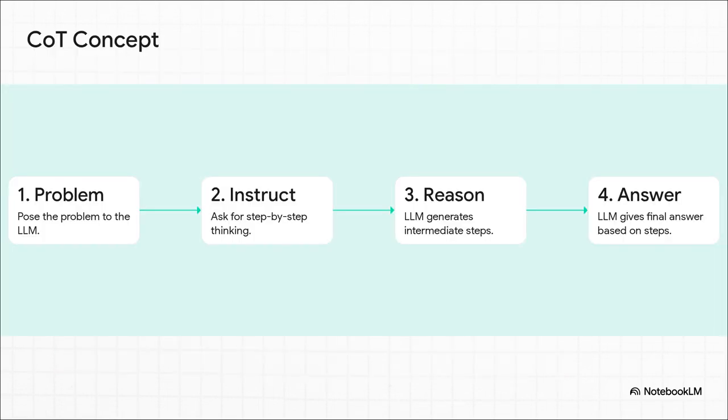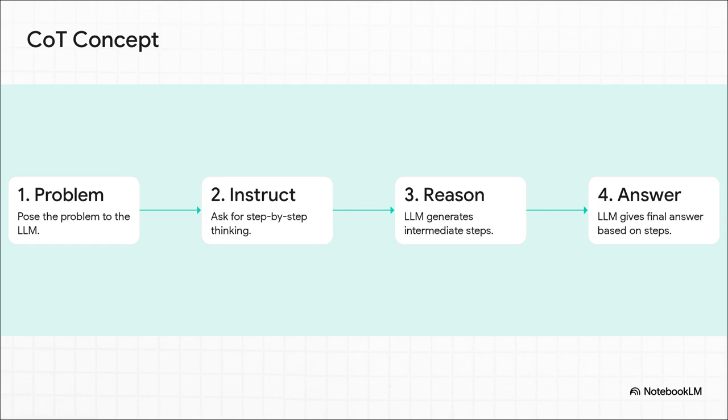So conceptually, chain of thought goes something like this. First, you give it the problem. Let's say it's one of those word problems about people's ages, like in the source material. Then, step 2, you explicitly tell it to break it down. Let's think step by step. Step 3, the LLM actually generates those reasoning steps, like, okay, first person is X years old, second is Y, the difference is Z, after N years, and so on. Finally, step 4, it gives you the final answer, based on those steps it just laid out.